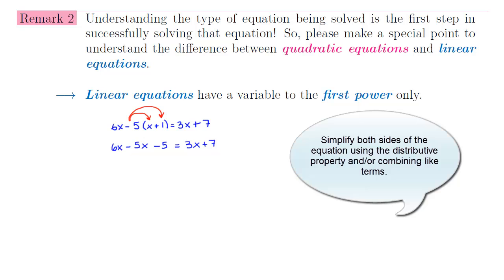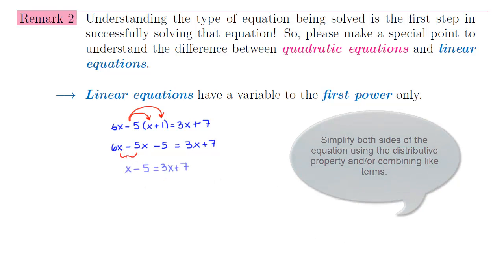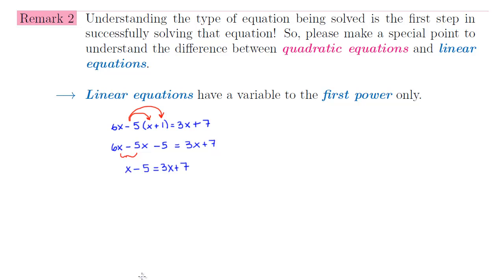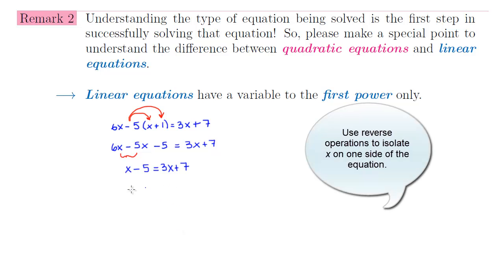Again, we continue simplifying each side of the equation, and on the left side, we can combine like terms. So we put together the 6x and the minus 5x. This gives us x minus 5 equals 3x plus 7. Our left side is simplified. Our right side is simplified as far as possible. We now proceed with the addition and subtraction properties of equality, where we add and subtract to get like terms together. We first move our variable term, 3x, from the right side to the left side, and we do that by subtracting 3x from both sides, as so. That gives us negative 2x minus 5 equals 7.